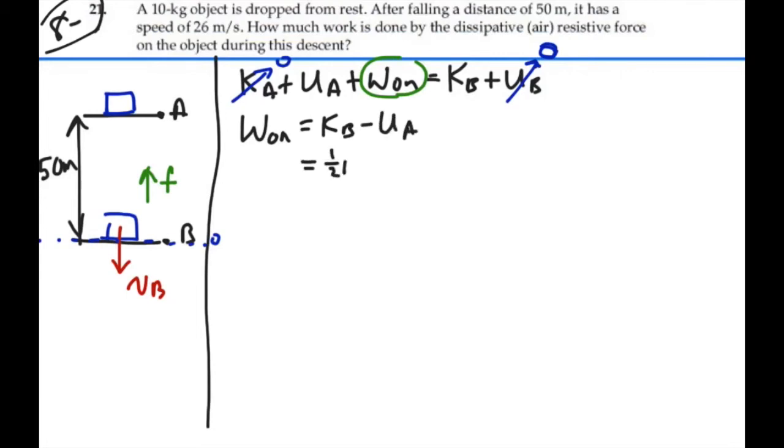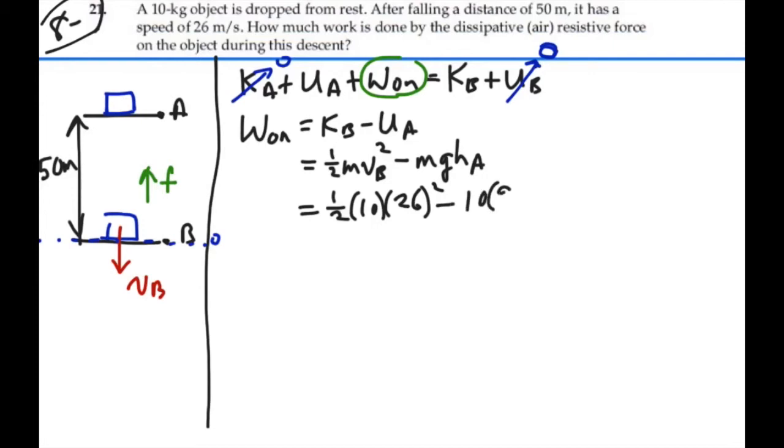That's going to be 1/2 the mass times the velocity at B squared minus the mass times g times the height at A. That's going to be 1/2 times 10 kilograms. At B, it's moving 26 meters per second, minus 10 times 9.8 times the height at A, which was 50 meters above that point, and this is negative 1,520 joules. So that is the work done along the way. Since it's only being done by the resistive force, that is the work done by the air resistive force.